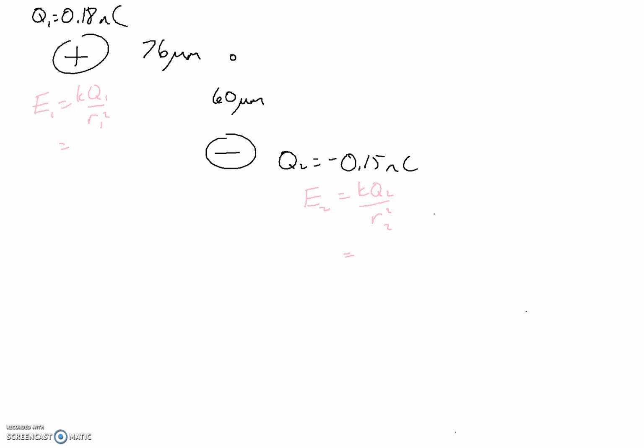All right, so for the first one, I should get around 2.8 times 10 to the 8 newtons per coulomb. And for the other one, I got like 3.75 times 10 to the 8 newtons per coulomb. Again, my power is 10, but orders of magnitude are about the same, so I'm probably good to go.